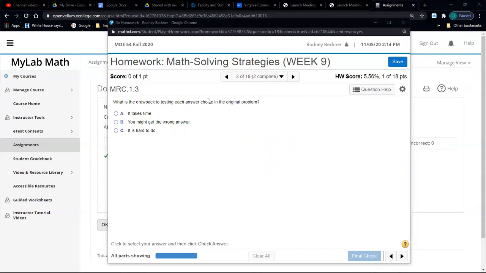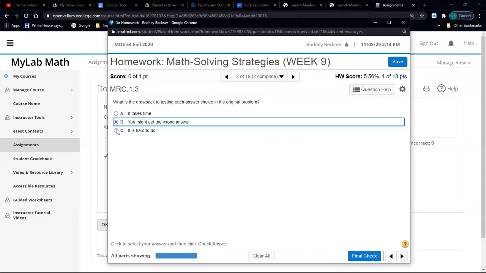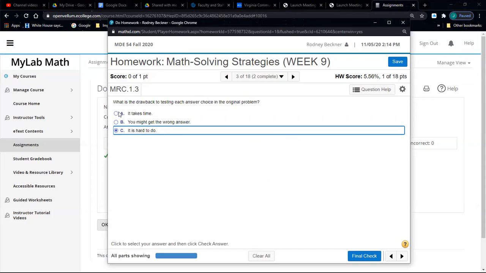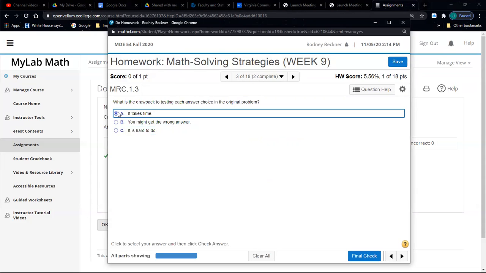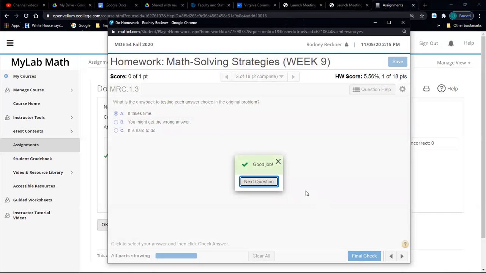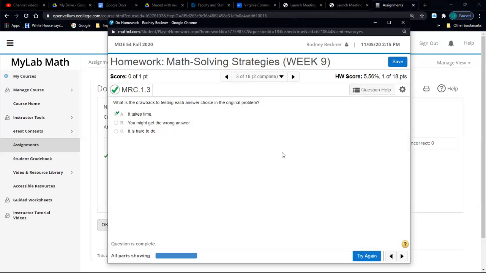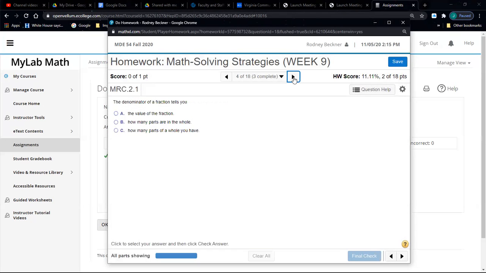What is the drawback to testing each answer choice in the original problem? It takes time, you might get the answer wrong, or it is hard to do. You might get the answer wrong, I mean, that's a possibility. It's hard to do, that's going to be dependent on your skill level, but it definitely takes time to test individual answers. That's why just getting a question and trying to, what's the phrase, spitball answers, it's a good idea sometimes, but it can be very time consuming. So just be careful with that. That's why I don't really like giving a lot of multiple choice questions on the test. I don't want people just testing out possibilities. I want them to derive a solution for logical quantitative reasons.